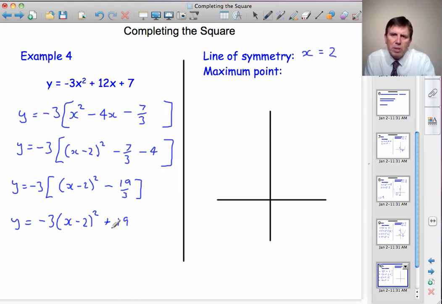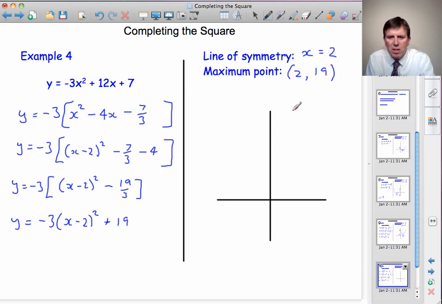And I'll talk a bit more about the maximum point in a minute, but let's identify the coordinates. It occurs on the line of symmetry when x is 2. And the y coordinate is just given by this number here, plus 19. So the minus 3 again does not affect the line of symmetry, and it doesn't affect the coordinates of the turning point. But I say turning point rather than minimum point this time, because in this case it's not a minimum point, it's a maximum point.